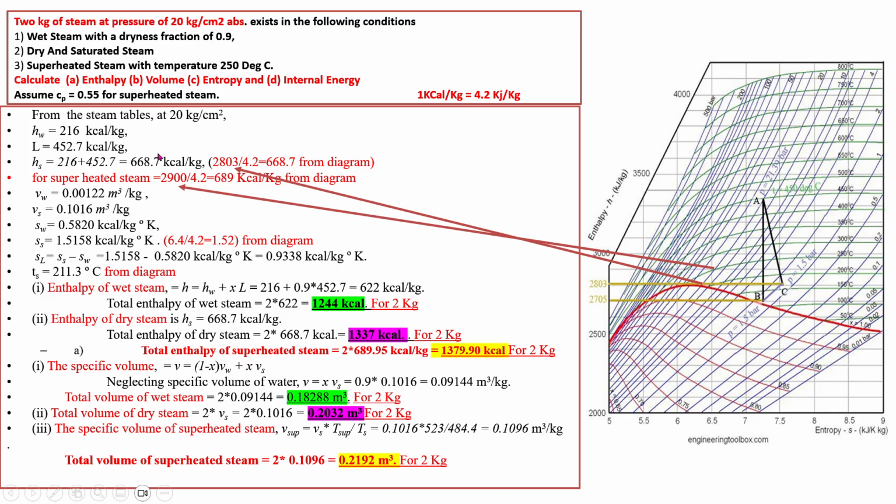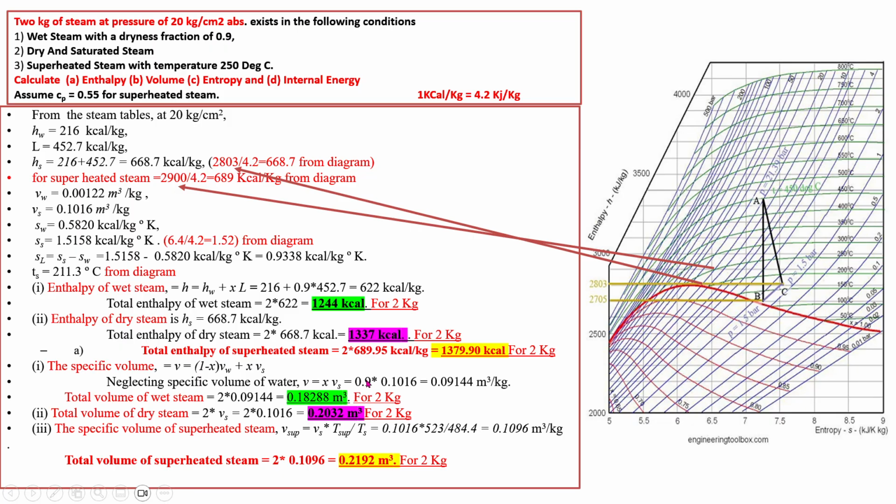Similarly, for dry saturated steam, the enthalpy is equal to 668 into 2 kg, that will give you 1337. Similarly, the total energy of superheated steam we have calculated, that is the enthalpy 689 into 2, that is equal to 1379. So this is the enthalpy of wet steam, the enthalpy of dry saturated steam, and the enthalpy of superheated steam.